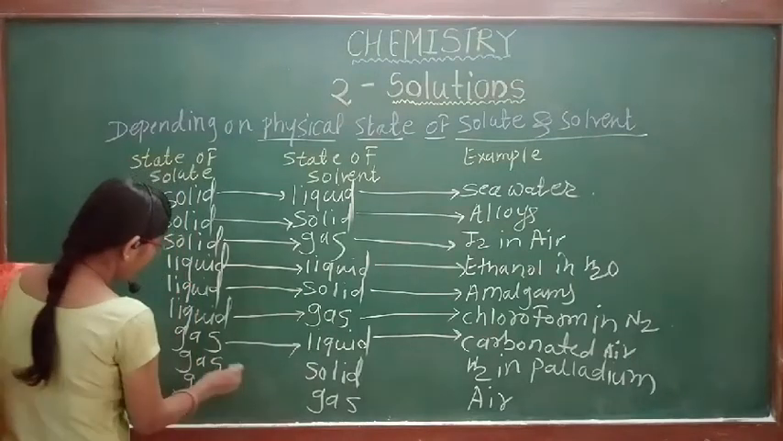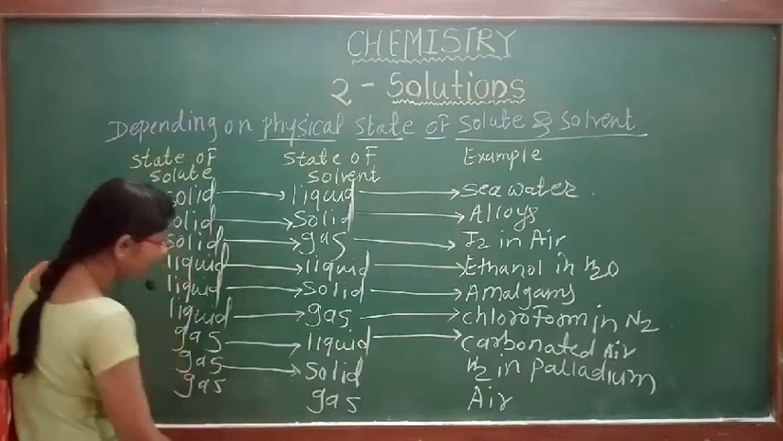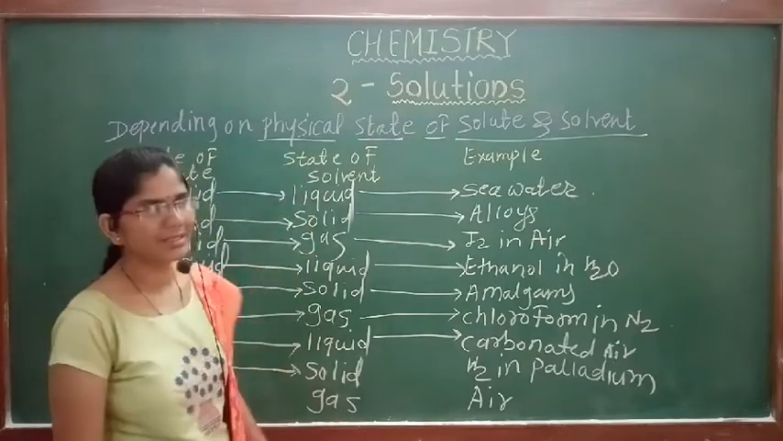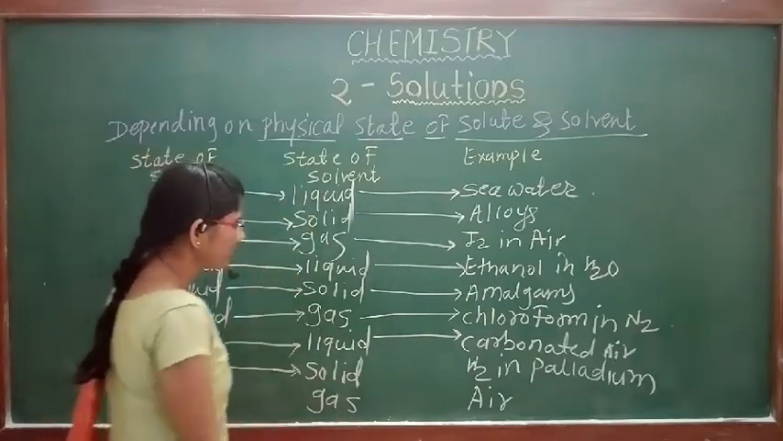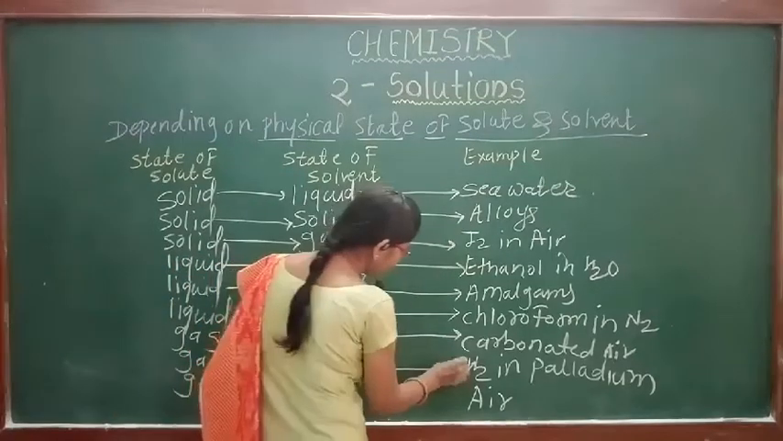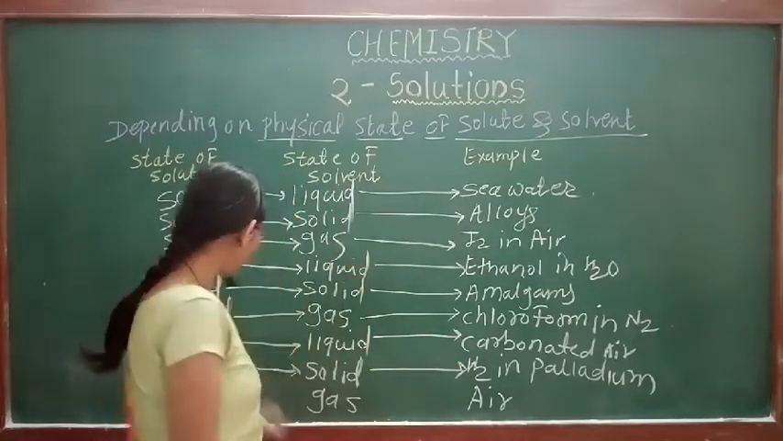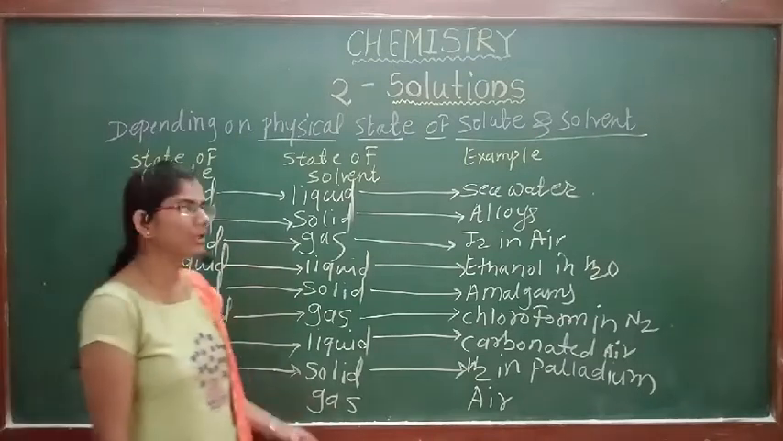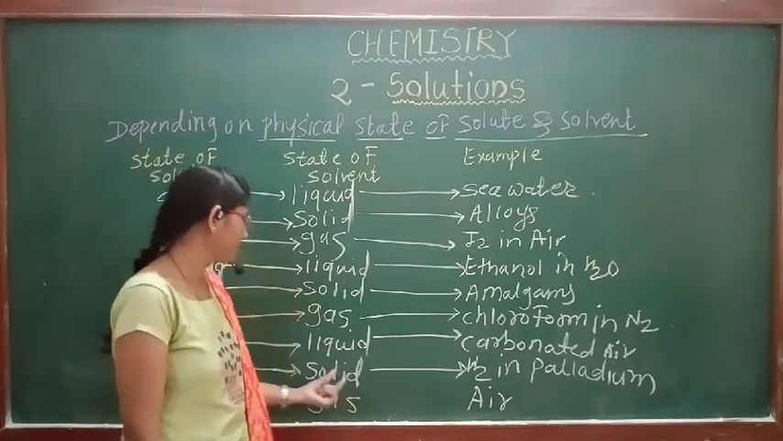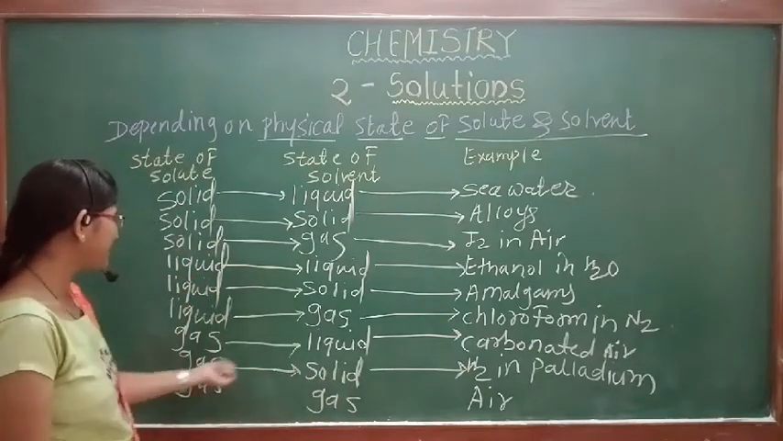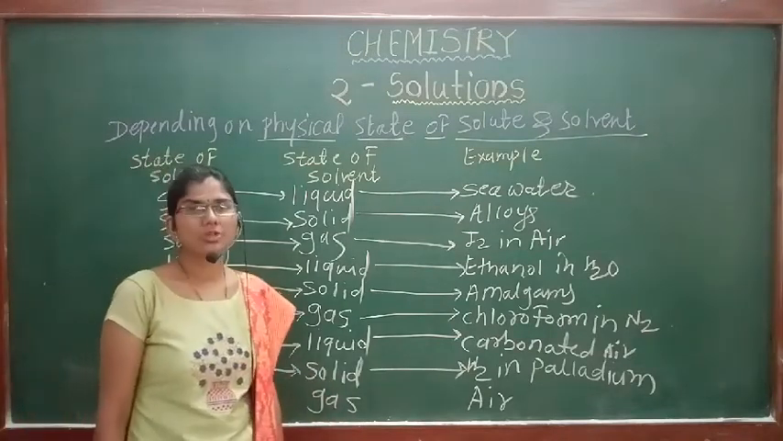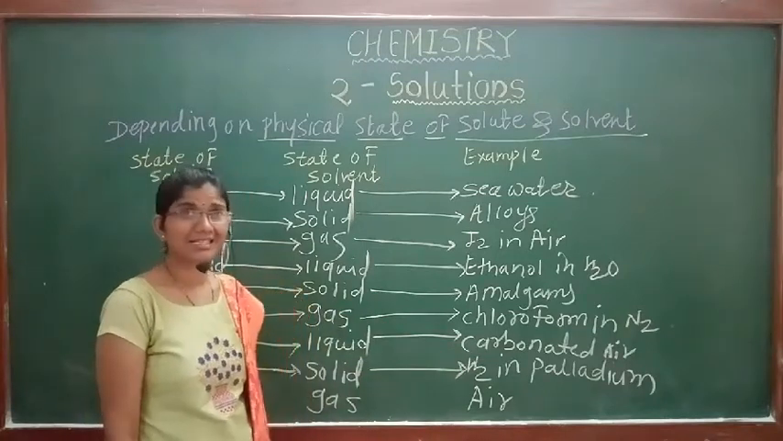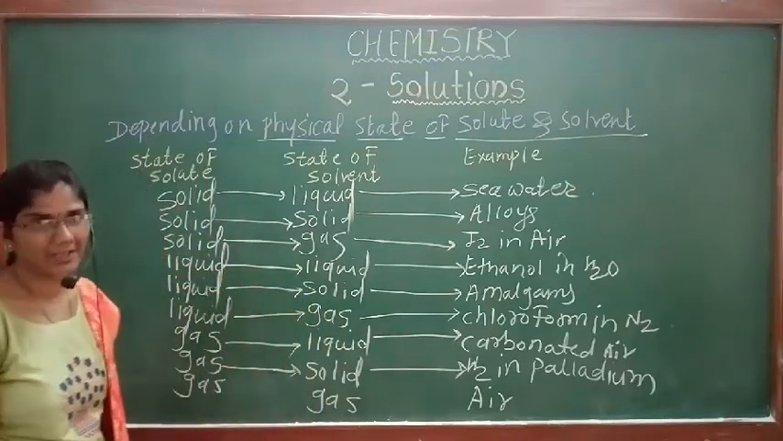Then next, if gas is a solute and solid is the solvent, then it forms H2 in palladium. H2 is present in the gaseous state, therefore it acts as a solute, and the palladium or platinum acts as a solid. So it forms a gas in solid type of solution. For example, H2 in the presence of palladium, which acts as a catalyst, as we know, in many reactions.